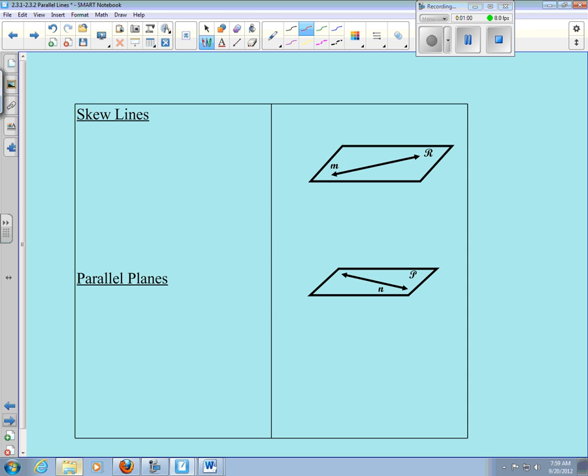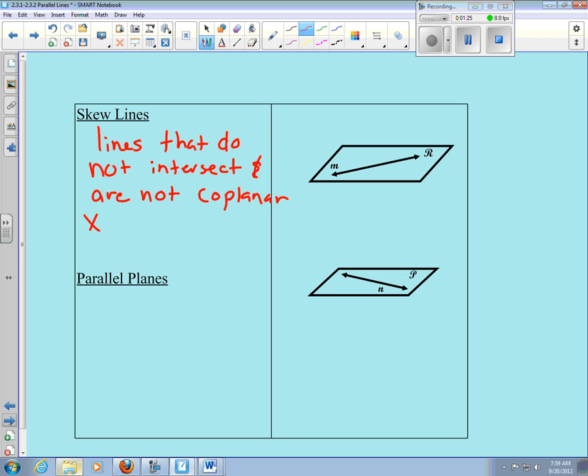All right, then let's talk about skew lines, and skew lines are demonstrated in the picture to the right. Skew lines are lines that do not intersect and are not coplanar. So they don't intersect and they are not on the same plane. So if we look at the picture to our right, we'd say lines M and N are skew.